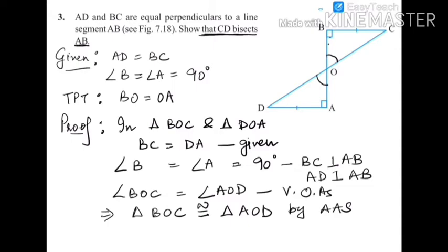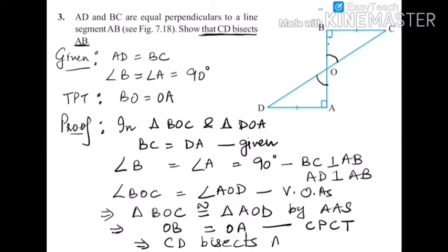by angle, angle, side. And if these two triangles are congruent, then we can say that OB will be equal to OA as they form corresponding parts of congruent triangles. And if OB and OA are equal, this implies that CD bisects AB.